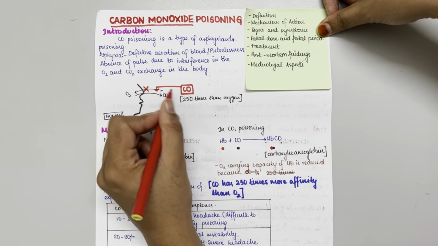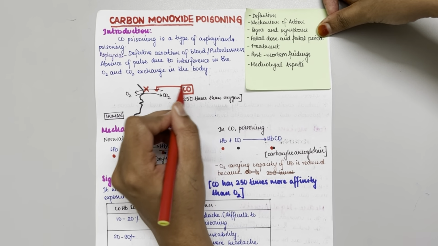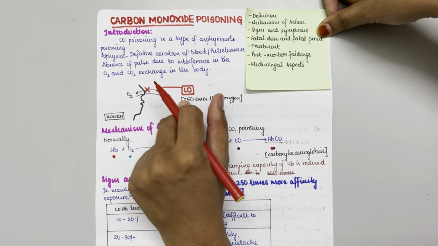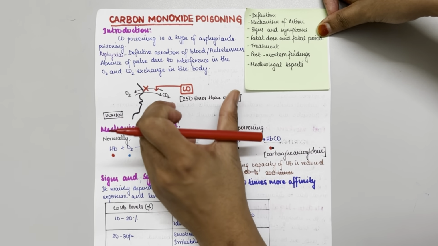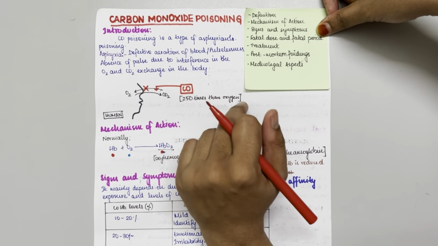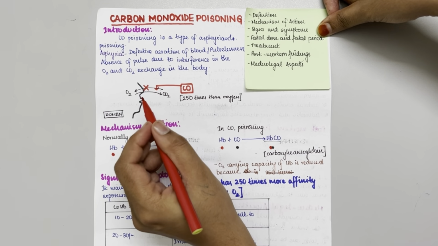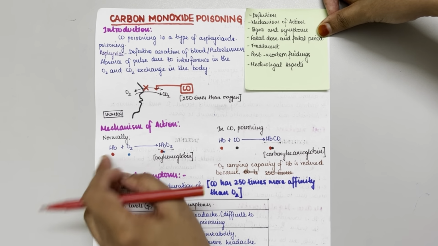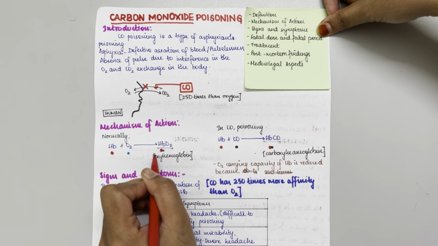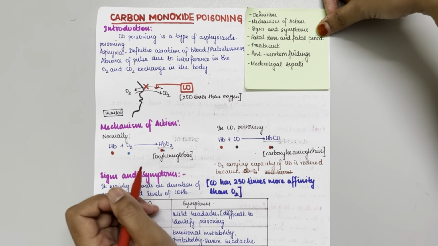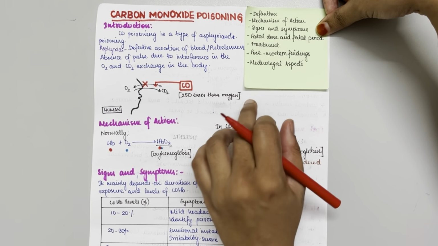So this O2 and CO2 exchange when we breathe is interfered with by CO, carbon monoxide, and carbon monoxide is known to have 250 times more affinity to hemoglobin when compared to oxygen. Normally the oxygen which we breathe in combines with Hb, that is hemoglobin, and forms HbO2, that is the oxyhemoglobin compound. But CO is known to have 250 times more affinity than oxygen.